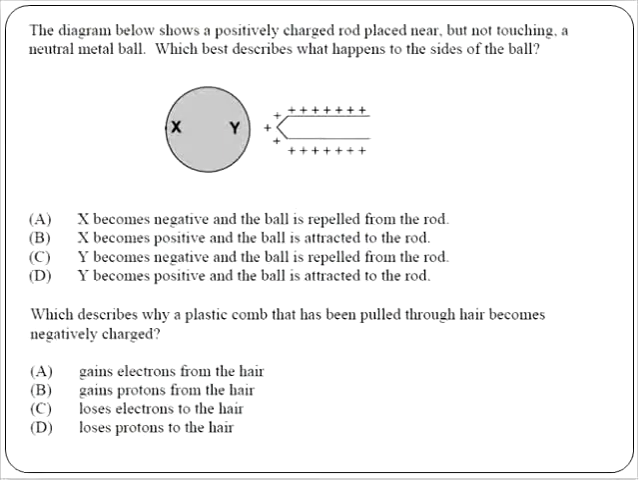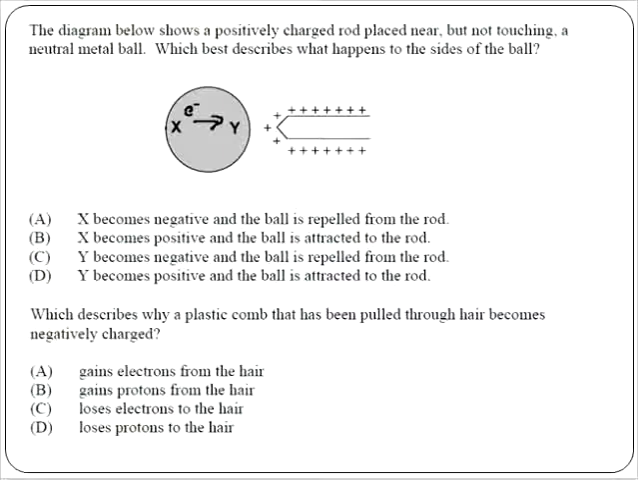Let's try this one. This diagram shows a positively charged rod placed near but not touching. Near. So this is temporary induction now. It's near but not touching a neutral metal ball. Which best describes what happens to the sides of the ball? Well, this positively charged object is going to start pulling electrons over this way. The electrons are going to start moving from X to Y.